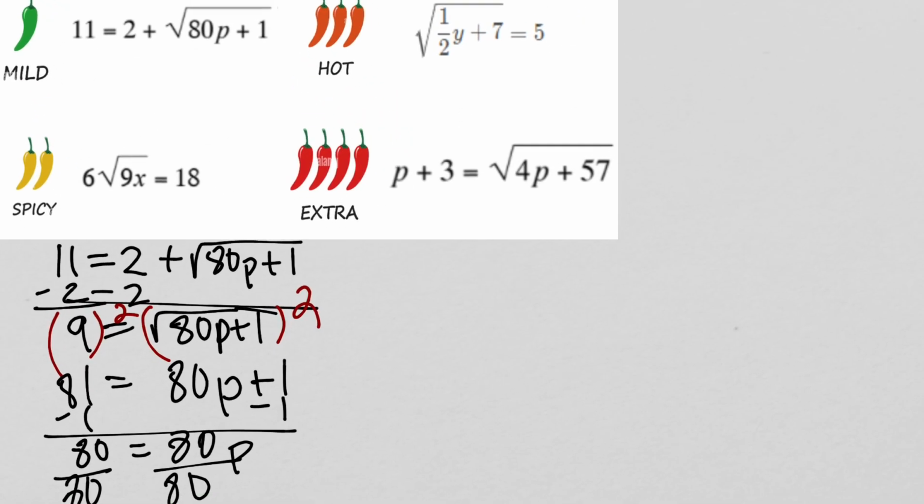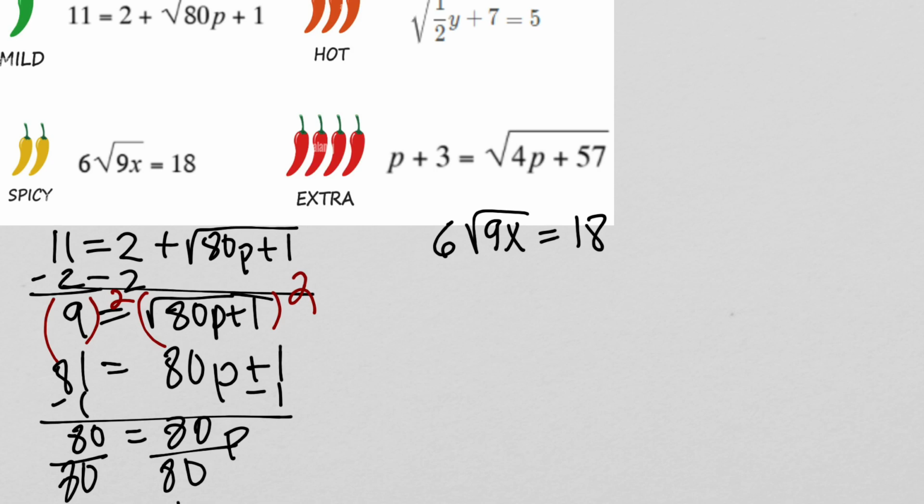Okay, let's see, spicy. Okay, to isolate this one here, I need to get rid of the 6. How is the 6 attached to the square root of 9x? By multiplication. So the opposite is to divide. Different than the mild one. So I'm left with square root of 9x to equal 3.